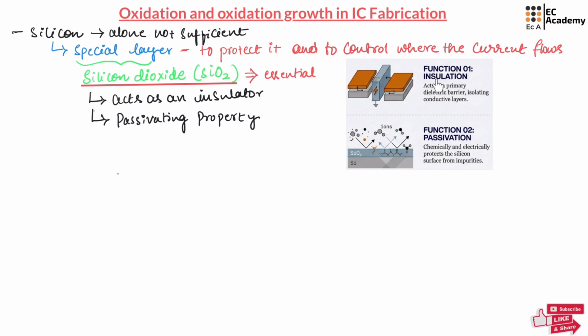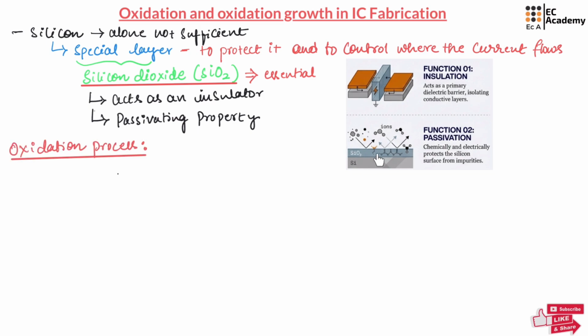First one, it acts as an insulator, which means if we are having two conduction layers, it will act as a primary barrier to isolate these conductive layers, and also it will block the current movement where we don't want the current to flow. The second function is that it has a passivation property, which means it chemically and electrically protects the silicon layer from impurity, which makes the surface stable and reliable.